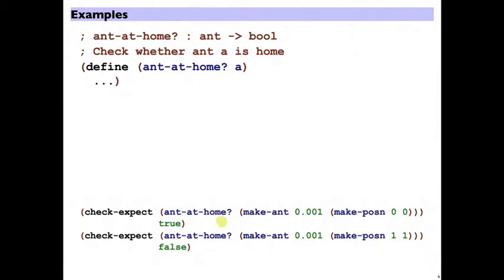We can make some examples. We need an example where the ant is at home at the origin, and an example where the ant is not at home because it's at 1, 1. So that's where our examples produce true and false. Given those examples, what's the next step in the recipe?